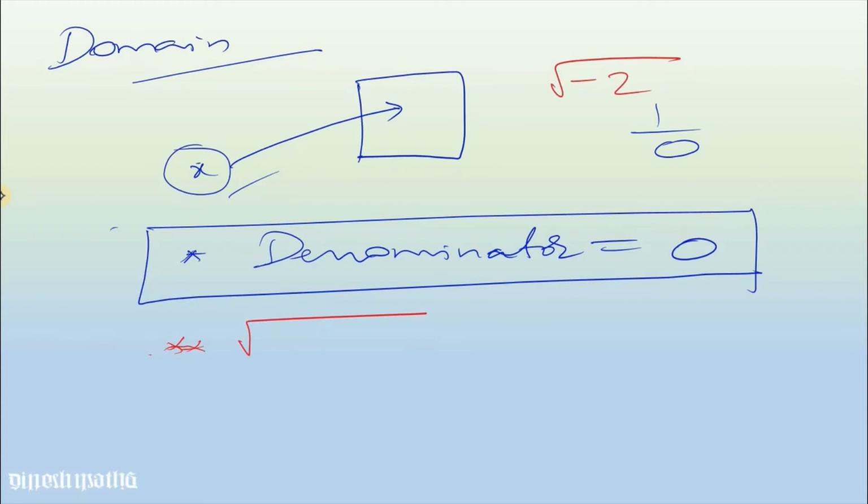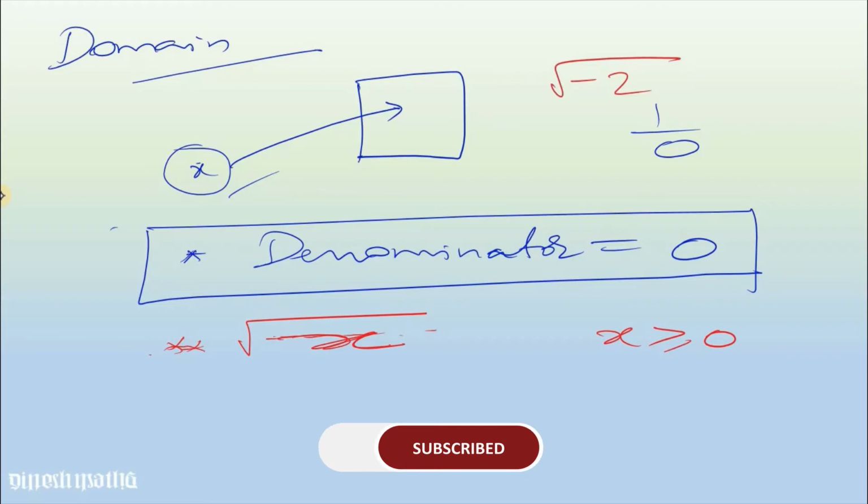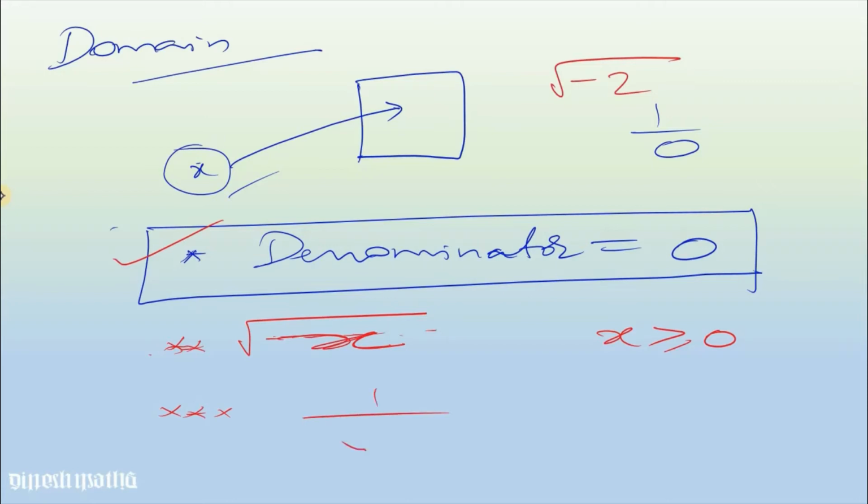Whatever expression comes under the square root, you need to make sure that this expression, for example x, is always positive. So the first case: the denominator cannot be 0, and the second case: the number under the root must always be positive. Now if both come together, like 1 by root x, we need to consider x must be greater than 0. These are the three cases you need to remember to get the domain very well.